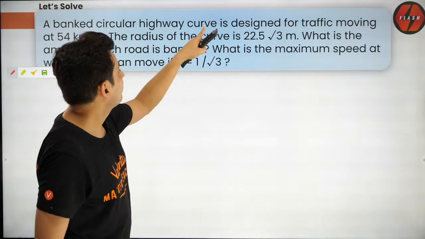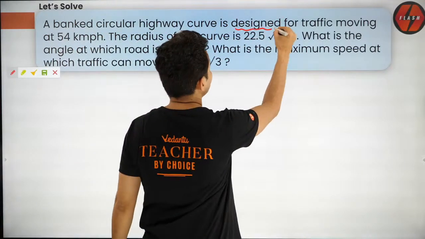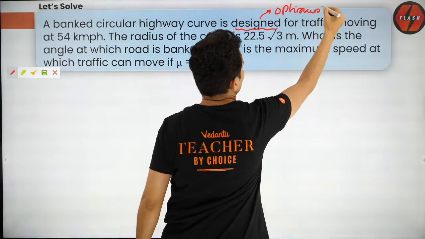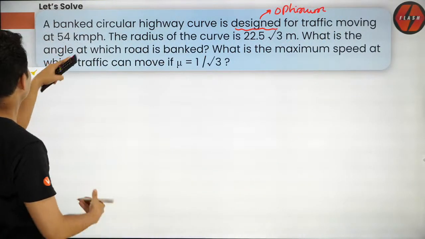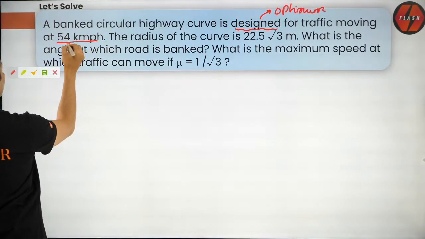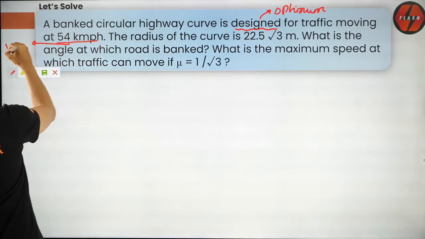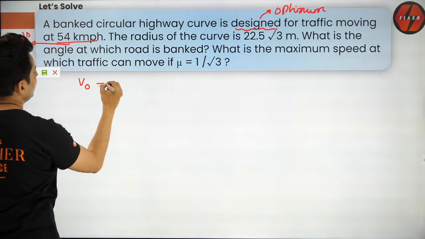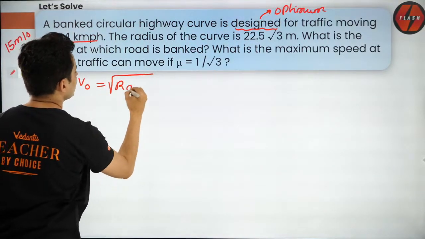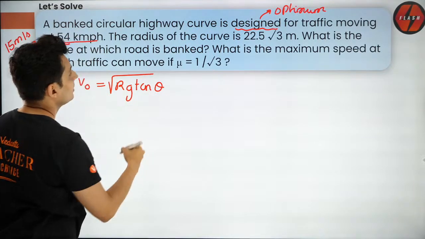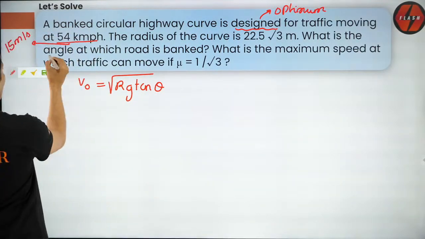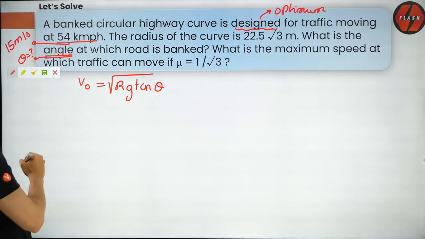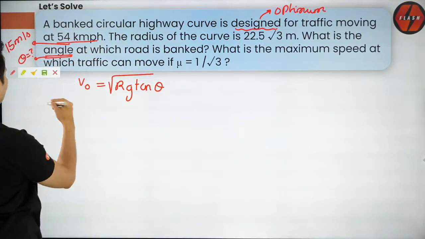A banked road which is designed means optimum. That's what you should understand. So it is optimum speed. So what is the optimum speed? 54 kilometers per hour. 54 kilometers per hour is 15 meters per second. Use the formula. V naught is root Rg tan theta, because they have asked what is the angle. So they have asked what is theta. So what is V naught? V naught is 15.